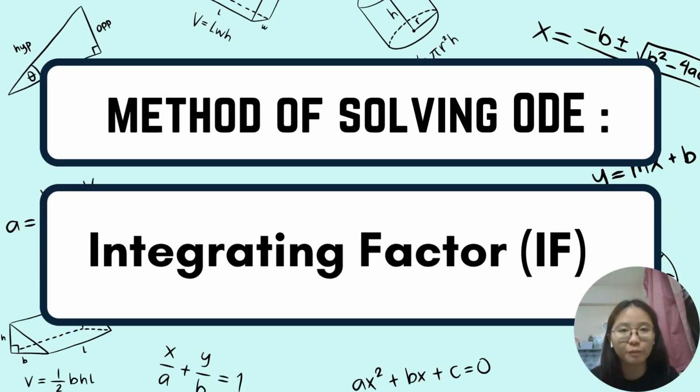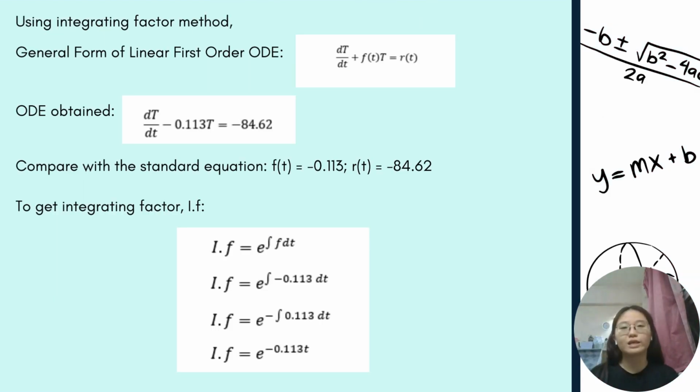Furthermore, there are two methods to solve the first order ODE, which are the integrating factor method and the variation of parameters method. In this section, I am using the integrating factor method to solve the problem. First of all, as you can see, this is our general form of a linear first order ODE, which is dT over dt plus function f of small t multiplied by capital T equals function r of small t.